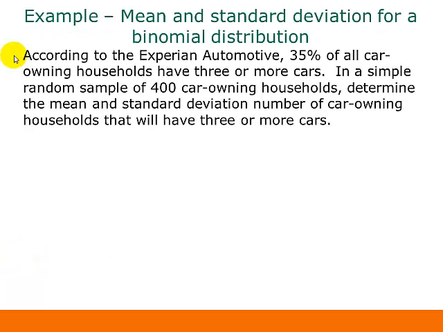Here's an example. According to the Experian Automotive, 35% of all car-owning households have 3 or more cars. In a simple random sample of 400 car-owning households, determine the mean and standard deviation number of car-owning households that will have 3 or more cars.